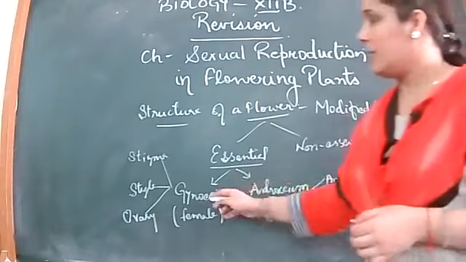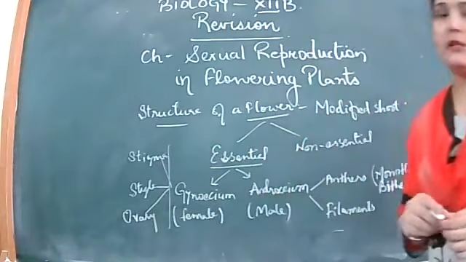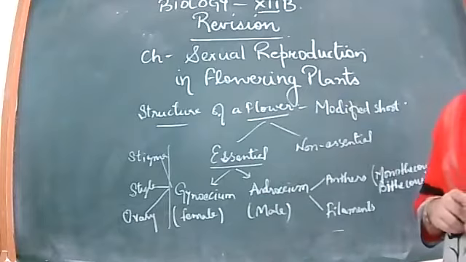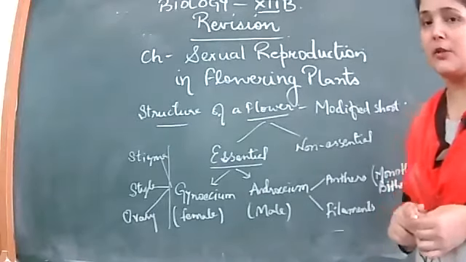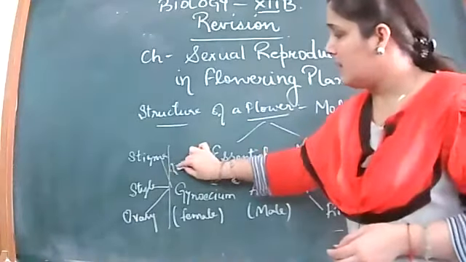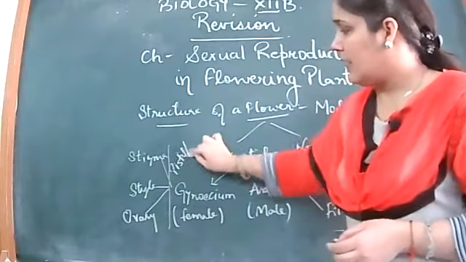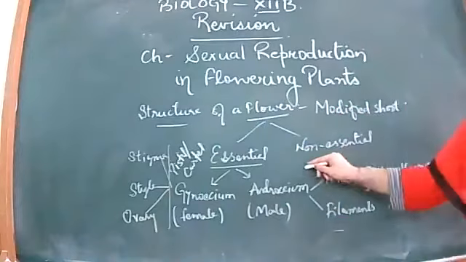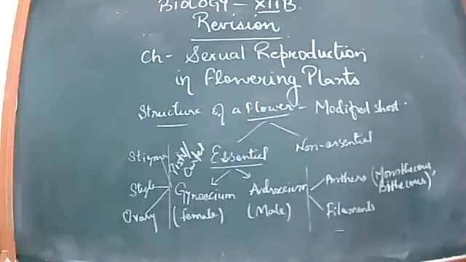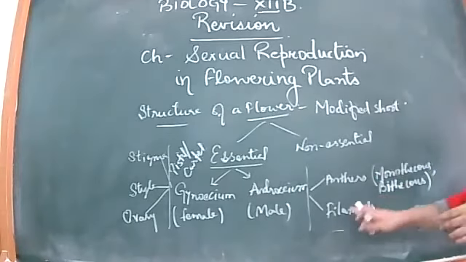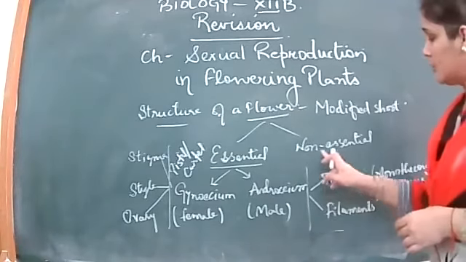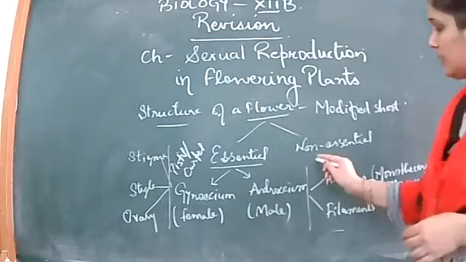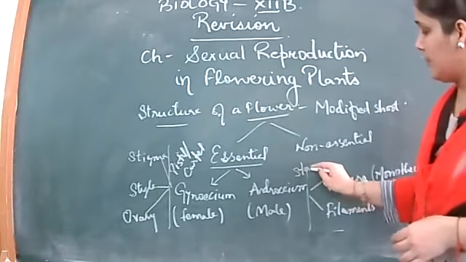A single unit of the gynoecium that comprises all these parts is called a pistil or a carpel. Also, a single unit which comprises the anther and the filament, along with the tissue that connects the filament to the anther, the connective tissue, उसके साथ साथ इस पूरे पार्ट को हम क्या बोलते हैं? That is called the stamen.